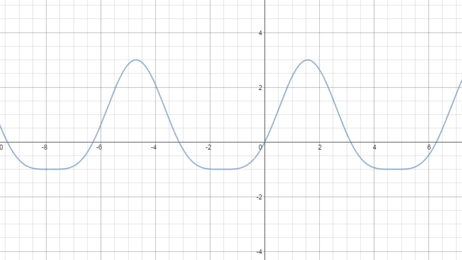Let's take a look at another one. Once again, a funky looking thing, but by looking at some of the information, we can tell that this is periodic.